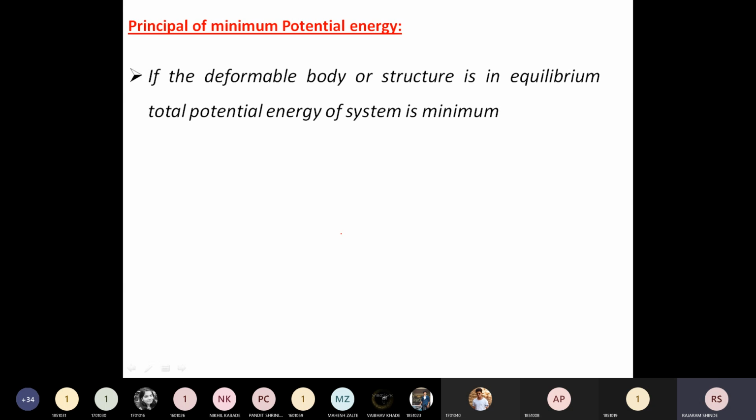Also we have seen the principle of minimum potential energy. Potential energy is the addition of strain energy plus work potential.